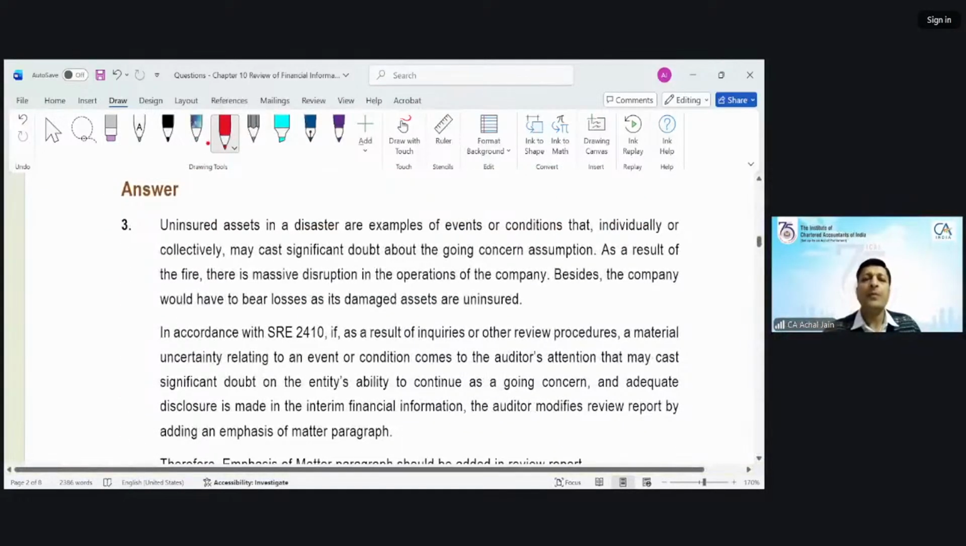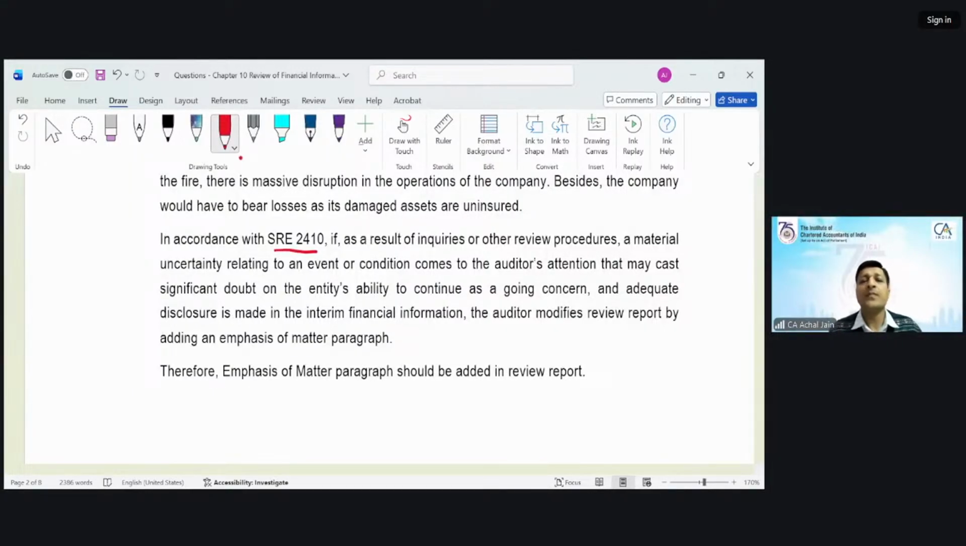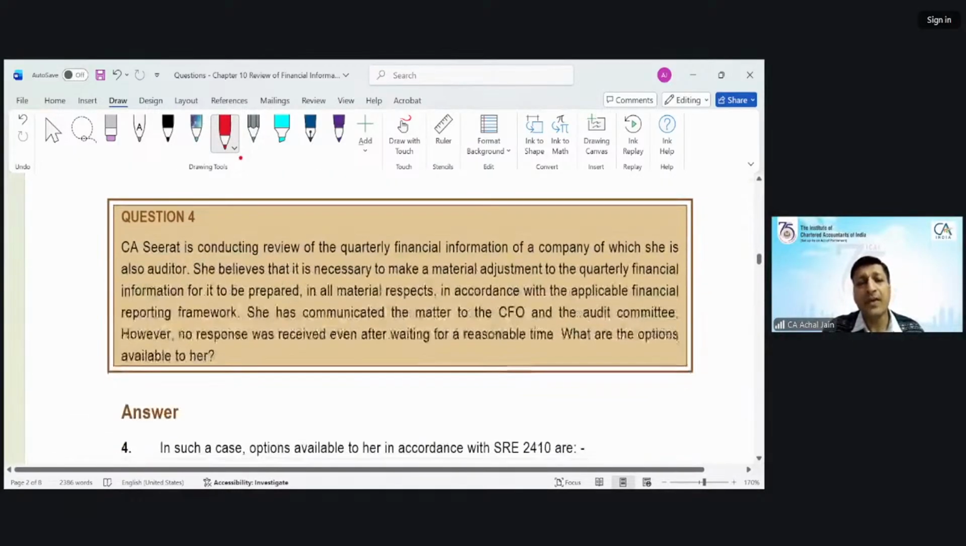Now, over here, because it's a review, what do you apply? 2410. So, as a result of inquiries or other review procedures, a material uncertainty relating to an event or condition comes to the auditor's attention, which may cast significant doubt on the entity's ability to continue as a going concern, and adequate disclosure is made. So, what will the auditor do? He'll include an emphasis of matter paragraph and highlight that. Now, in the given case, what should he do? He should include that emphasis of matter paragraph.